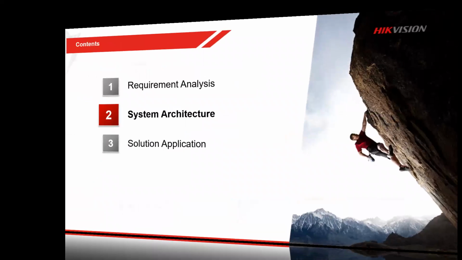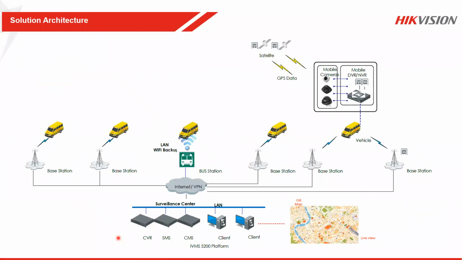So now we're going to go into the architecture of how the solution works and what's going to be needed to have a good mobile solution for a particular organization. So in the vehicle, you've got your mobile DVR or your mobile NVR, so we can have an analog solution or an IP solution. And to that DVR or NVR, we have our mobile cameras. So if there's a DVR, we're going to have our analog cameras. If it's NVR, we'll have IP cameras.